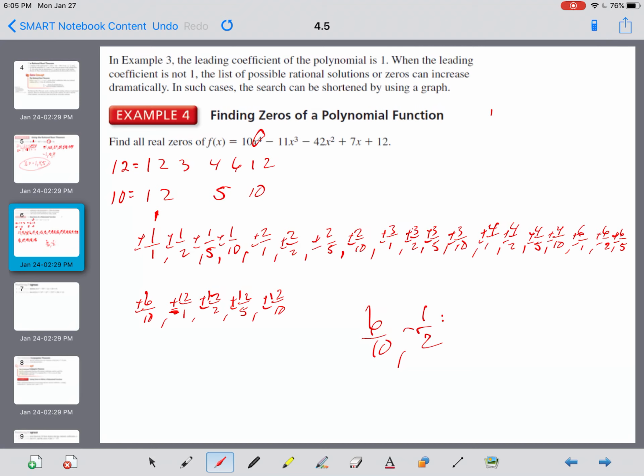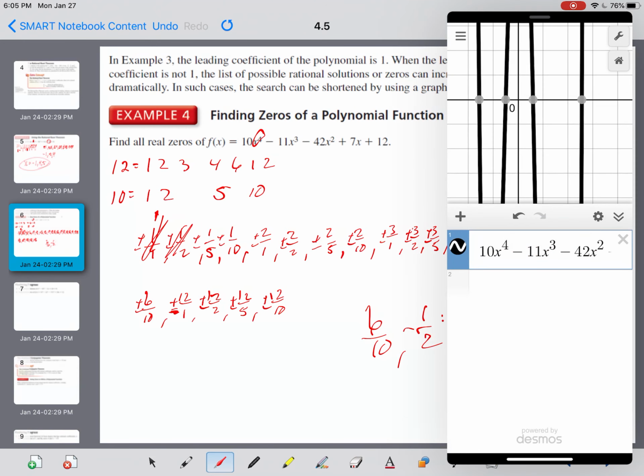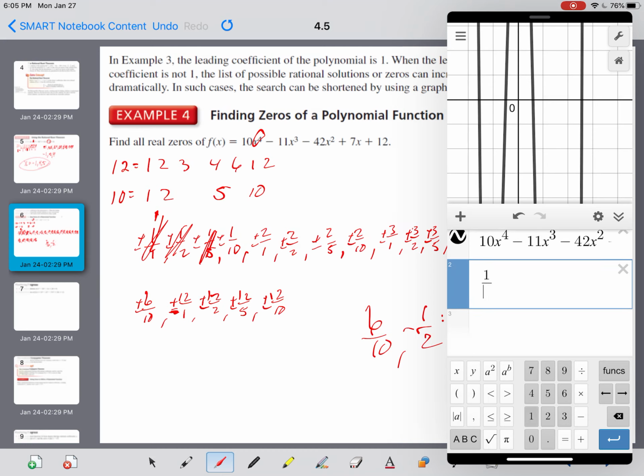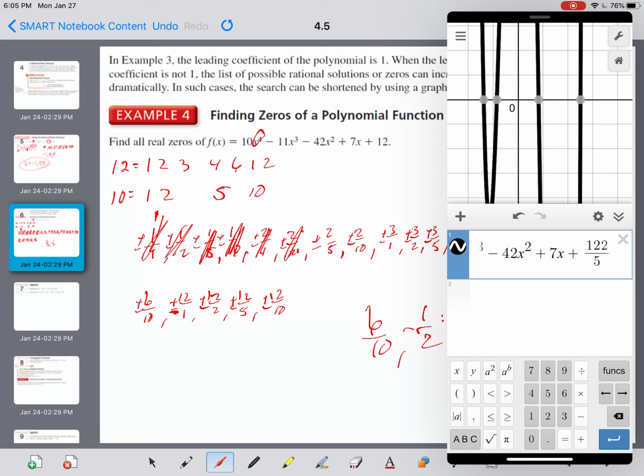This is a 1. That's a 0.5. We already have that answer, so we know it's not those. 1/5. Let's see, just in case we don't know. 1/5 is 0.2, so it ain't that one. Let's see, 1/10 is 0.1. It ain't that one. That's a 2. That's a 1. How about 2/5? 2 divided by 5.